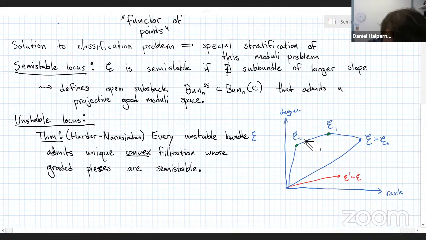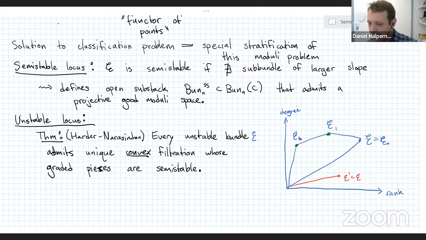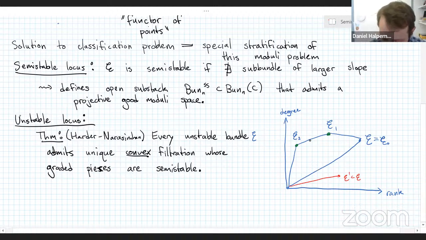And so by convex filtration, I just mean it looks like this. It lies above the line segment from the origin to E, and the slopes are literally the slopes of the line segments. So the slopes of the graded pieces are the slopes of those line segments. And I'll call this resulting polytope alpha. So alpha is what I call the polytope. Okay.